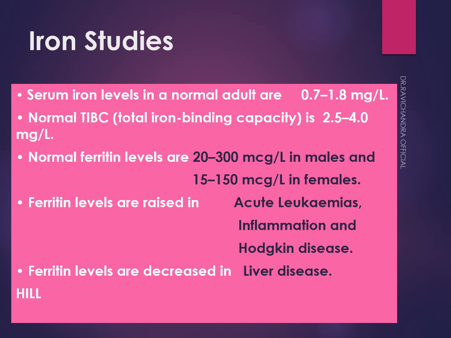Ferritin levels are raised in conditions of acute leukemias, inflammations, and Hodgkin disease, whereas ferritin levels are decreased in liver disease. So remember the mnemonic HILL. What are all the conditions where ferritin levels show variation? Hodgkin's disease, inflammation, leukemias, and liver disease. In Hodgkin disease, inflammation, and leukemias there will be raised ferritin levels, and ferritin levels are decreased in liver disease.